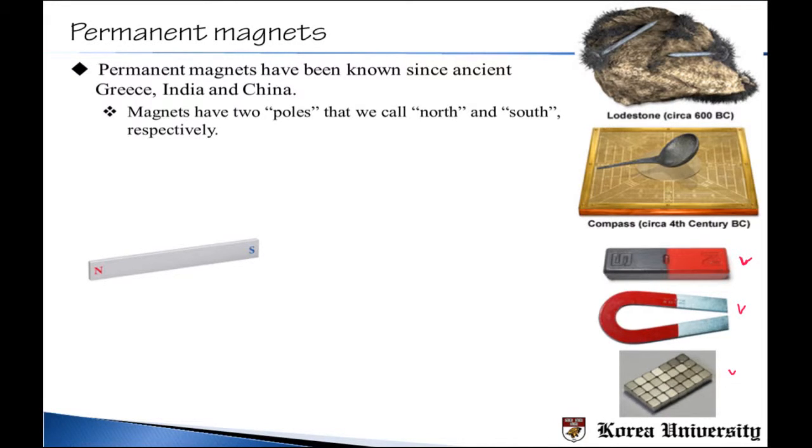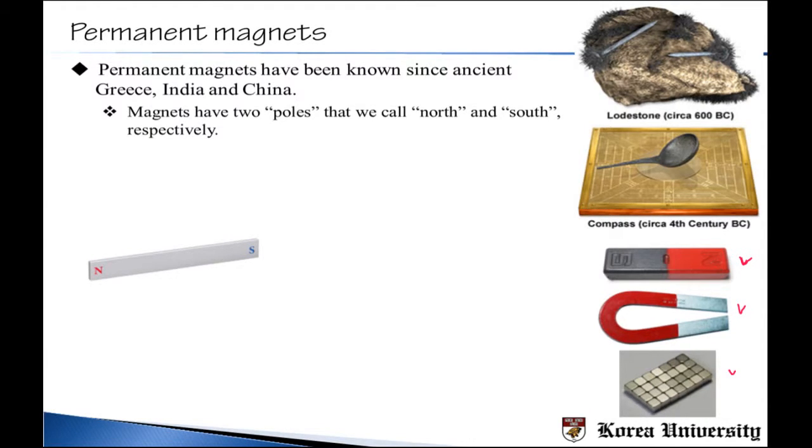And these permanent magnets have actually been known to humans since ancient Greece, India and China, which means that humans have been using them for a very long time. But in fact, we didn't really understand what magnets are until very recently. And that's what we are going to study in this chapter.